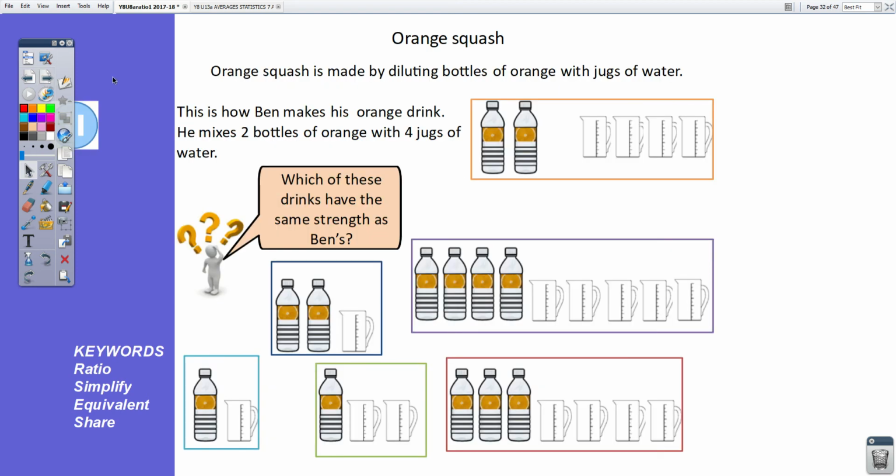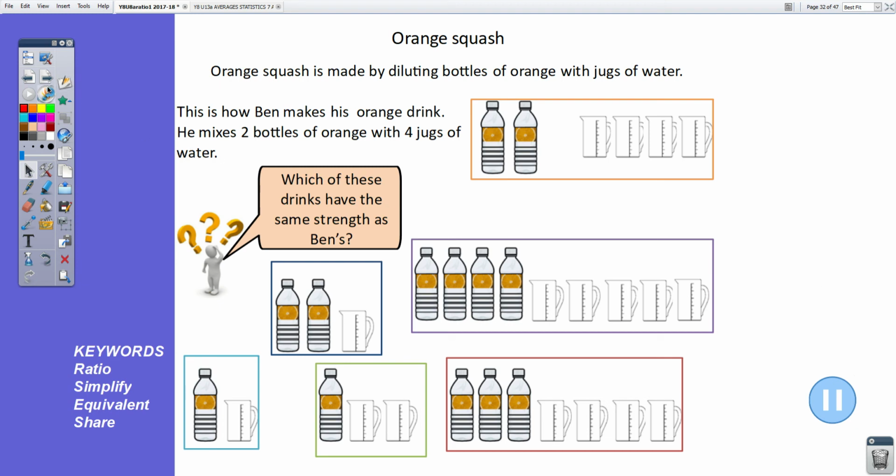Orange squash. Orange squash is made by diluting bottles of orange with jugs of water. This is how Ben makes his orange drink. He mixes 2 bottles of orange with 4 jugs of water. And here are 5 more diagrams. Which of these drinks has the same strength as Ben's? What you're looking for is which of these drinks is mixed in the same ratio as Ben's. Pause the video please, teacher, and press play when you're ready to see if your students have got the correct answers.